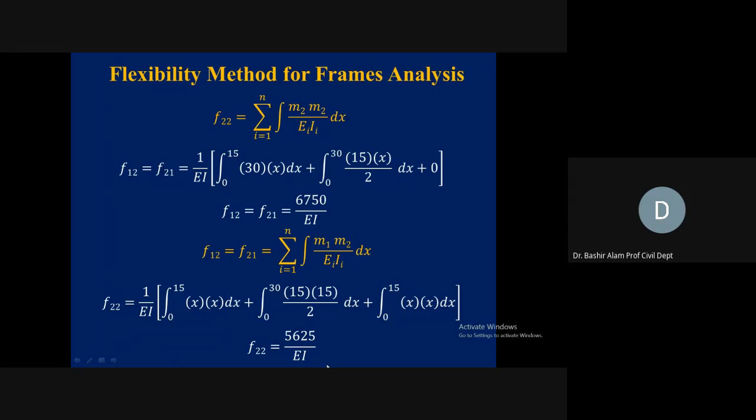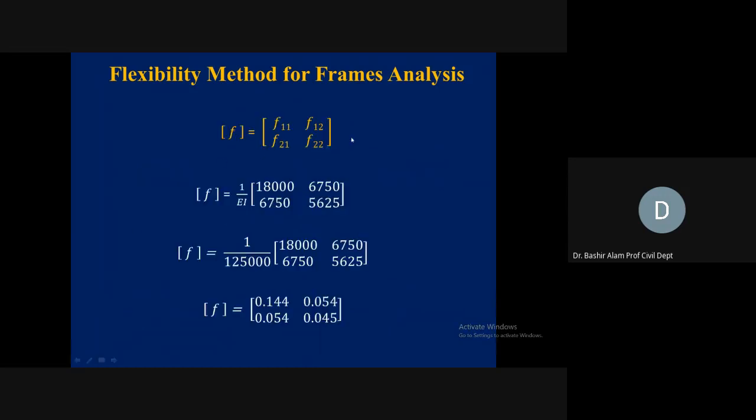Next, we write this flexibility coefficient, divide this by 125 because the EI value was 125,000. And the F value is coming equal to this. So this is the flexibility coefficient matrix now.